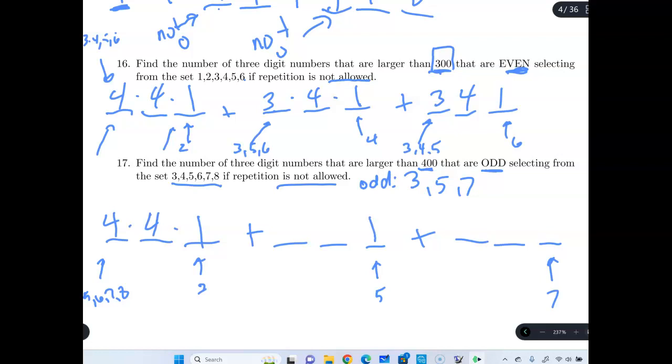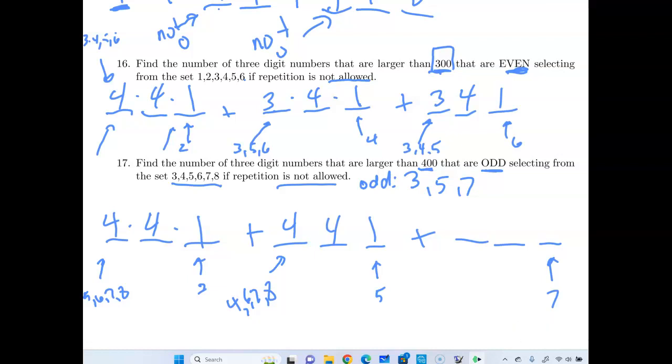1 choice here for the 5. And so what choices do I have left for here? I've got 4, 6, 7, or 8. So I have 4 choices again, and then 4 choices for here.